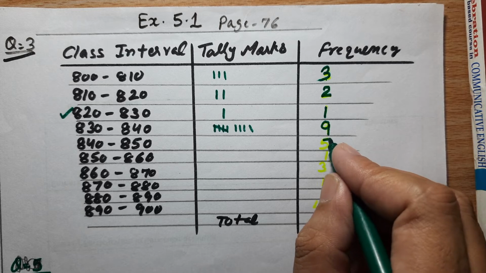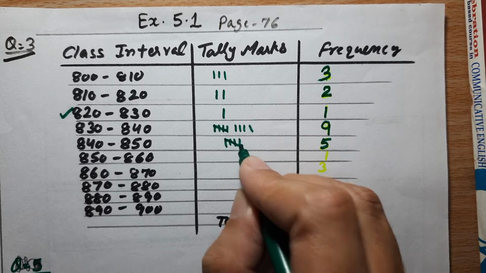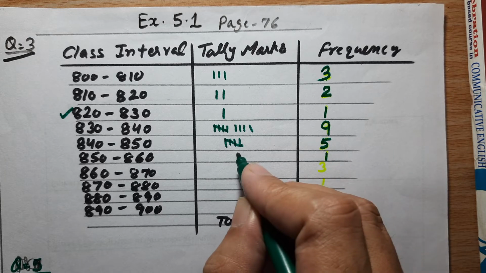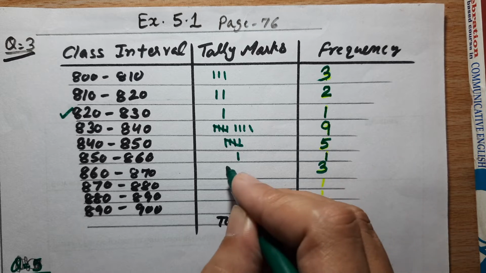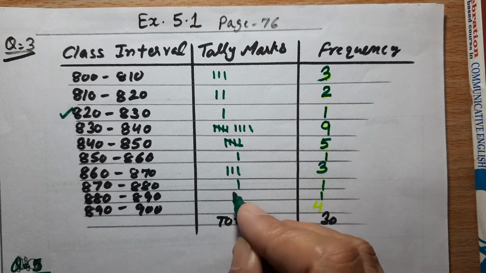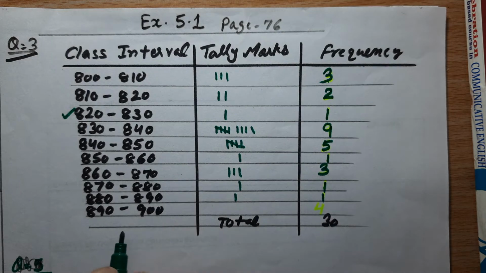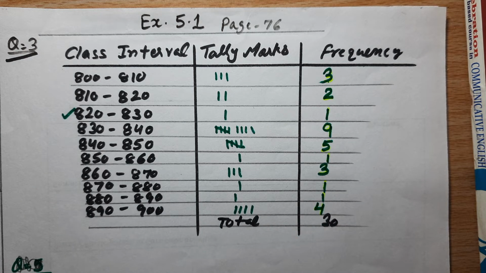From 840 to 850 total is 5. 1, 2, 3, 4 and 5. Then value is 1. From 860 to 870 value is 3. 1, 2, 3. Then value 1, again value 1. From 890 to 900 means we have to count up to 899. That will be value 4. 1, 2, 3, 4. You can check from your table. So total value is 30.